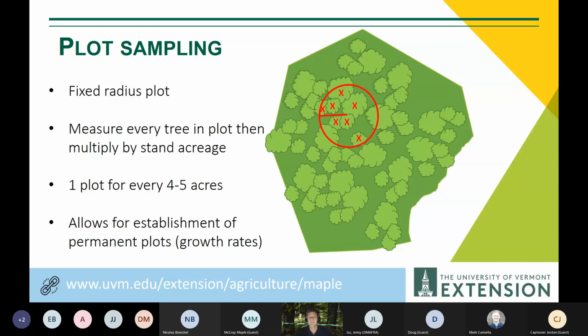Plot sampling is also called fixed radius plot. Typically, we'd be looking at somewhere between 1 plot for every 4 or 5 acres. If you sample more intensively, you might do 3 to 4 acres. It just means you're going to be getting more detailed data. It'll take more time. If you're paying a forester or someone trained to do this, it'll just cost more. But the idea being that the larger number of acres for each plot, you're going to lose some detail, but you'll still have a good sense of what's happening and how many taps you have.